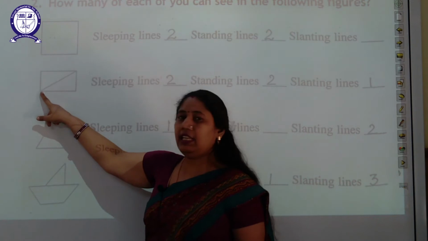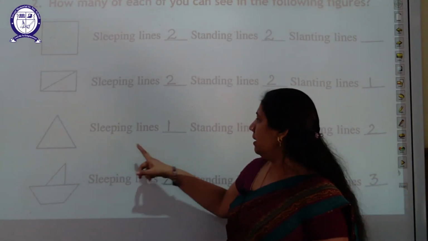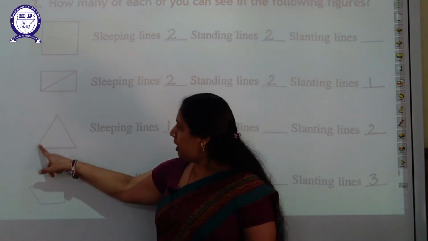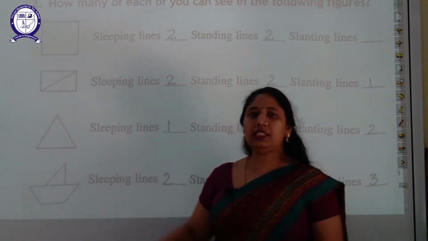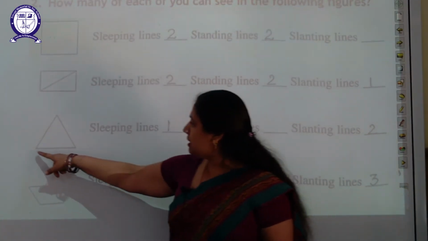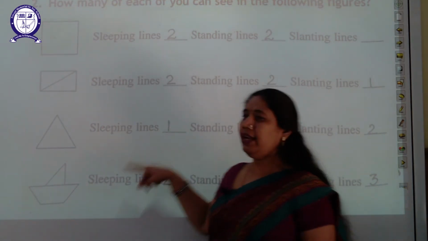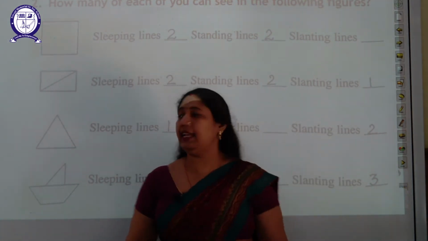And look here, that is a slanting line. So one slanting line. Look at the picture. 1, 2. These are 2 slanting lines. Okay. And this is 1 sleeping line. So 1 sleeping line and 2 slanting lines.